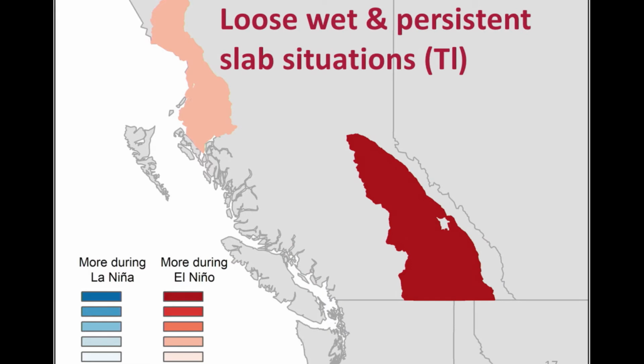Another warm condition, but regionally this signal's quite strong just in the interior mountains for that loose wet and persistent slab situation. So those aren't a surprise. We know we get warmer weather in these El Nino seasons, and the opposite's also true: fewer of them in La Nina seasons.